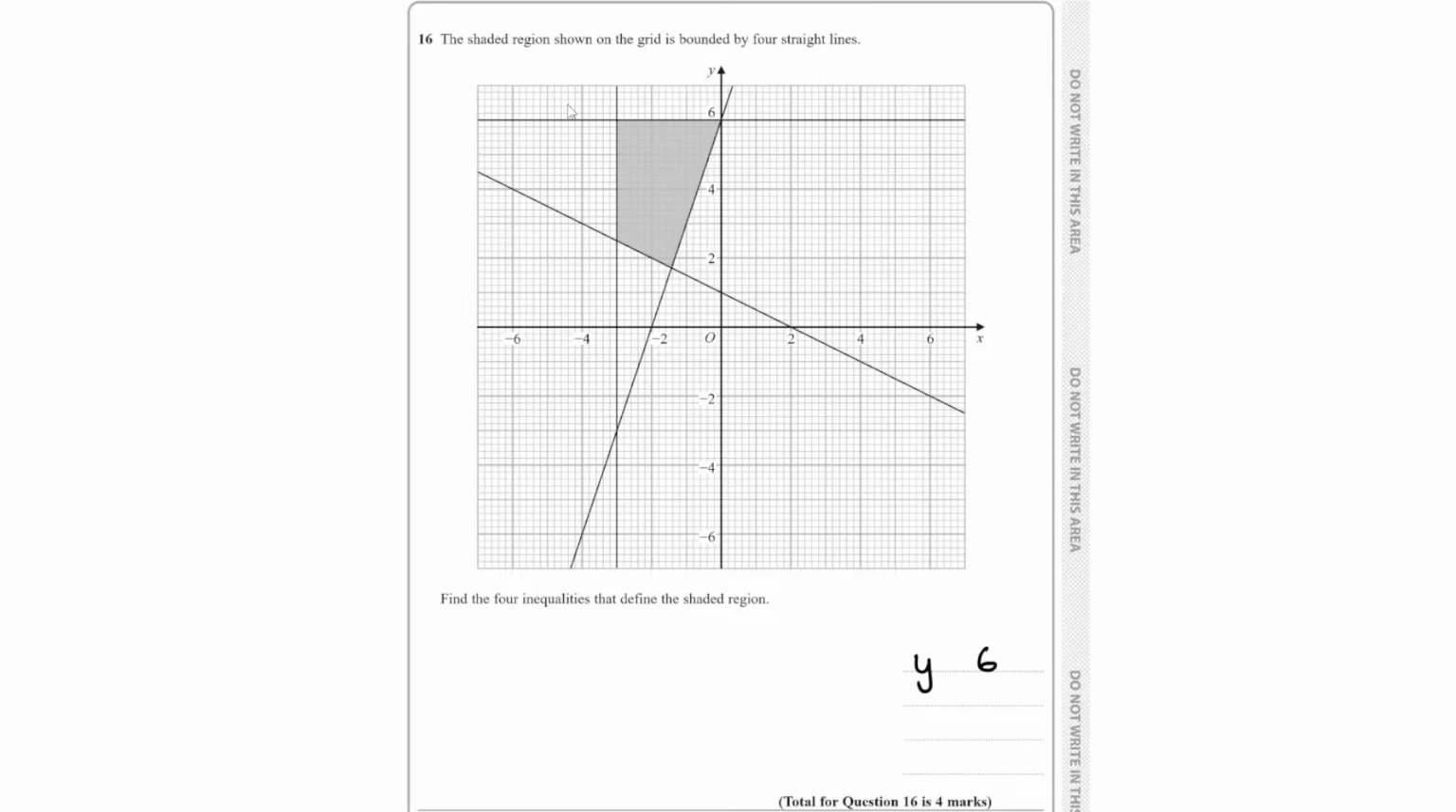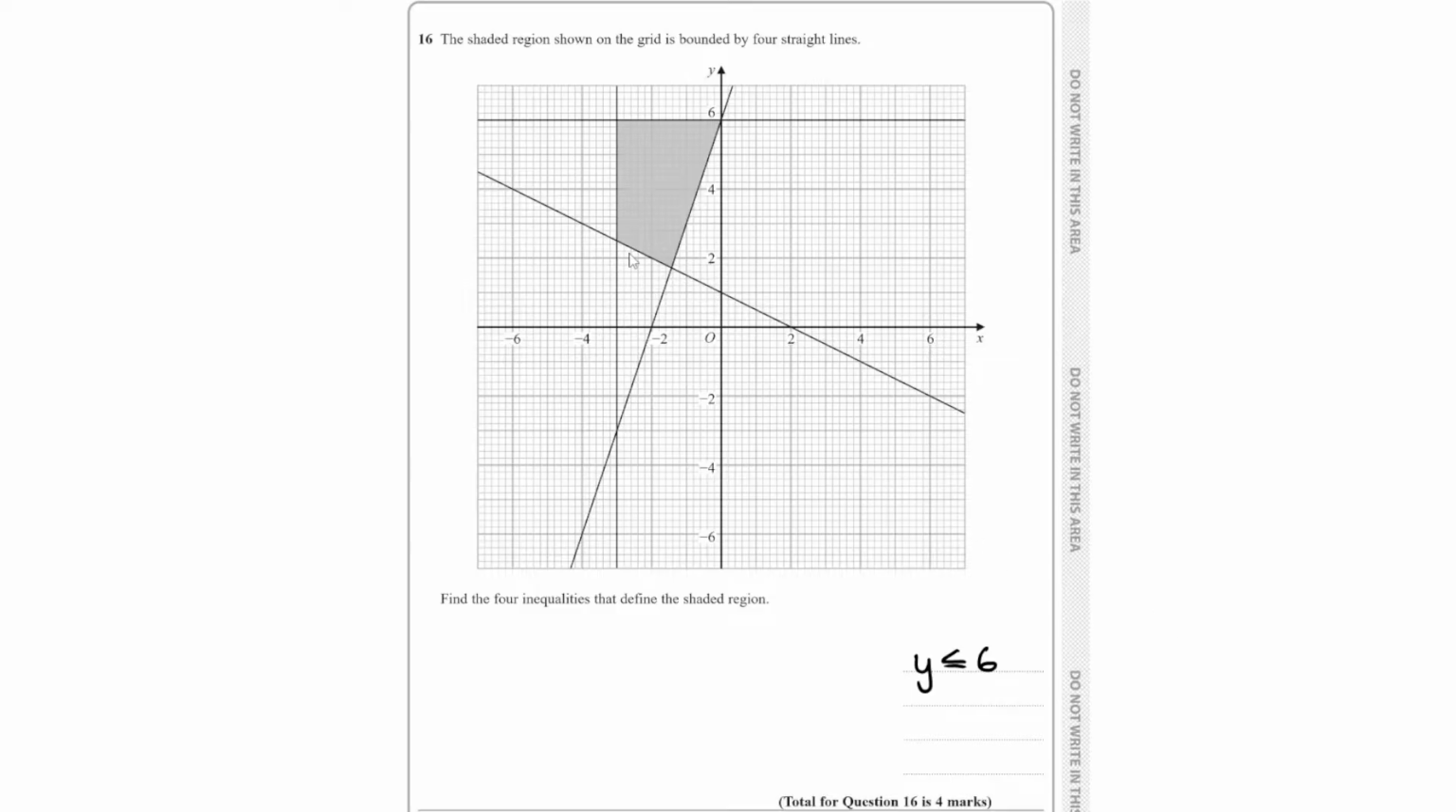Again, it's kind of straightforward because you can see that the shaded region is below it. So in terms of Y, it's less than, isn't it? Y is less than. I put equal to just because it's not a dashed line, but I don't know how specific they are about that. Yeah, find the equations of the lines and then put them into inequalities. Okay, so that's the first one.